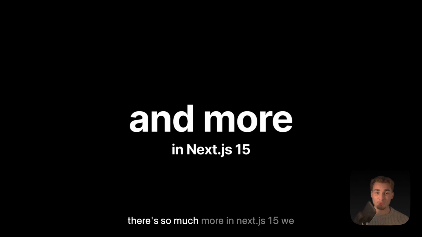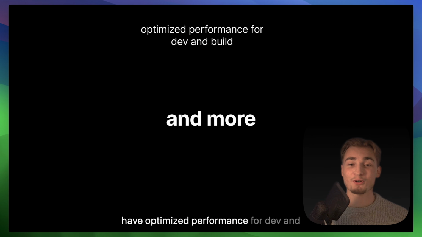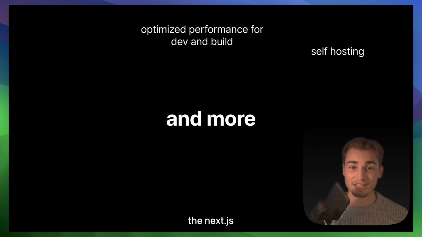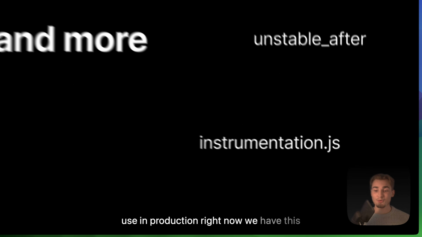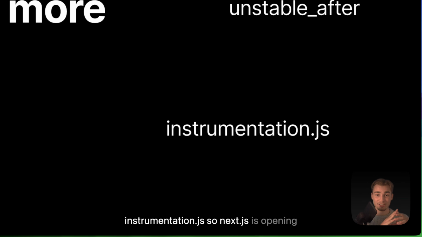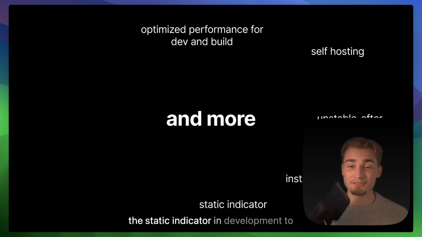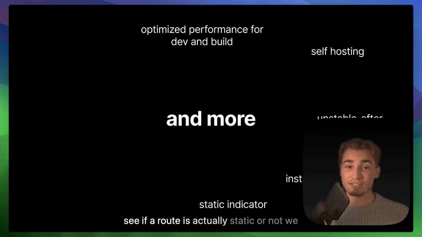And there's so much more in Next.js 15. We have optimized performance for dev and for build. We have self-hosting. Lee Rob made a video about that, explaining how to self-host a Next.js application. We can now execute code after the response with unstable_after, but this is experimental, so maybe not to use in production right now. We have instrumentation.js, so Next.js is opening itself up and you can access monitoring features and stuff like that. We have the static indicator in development to see if a route is actually static or not.